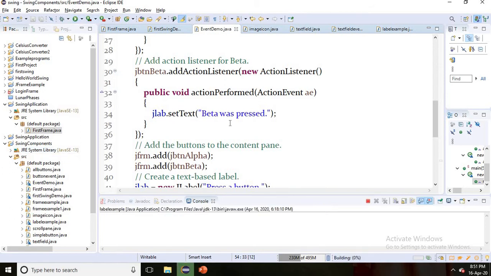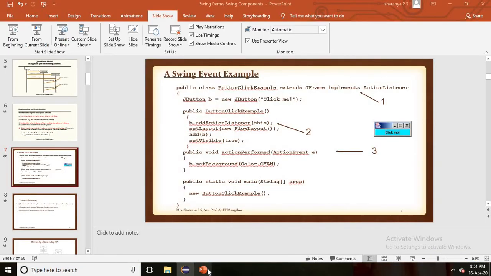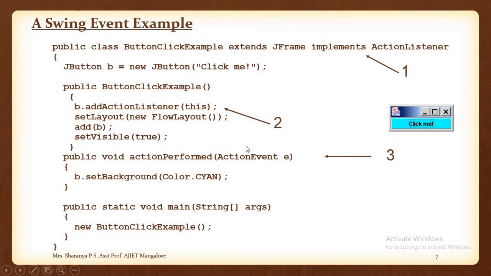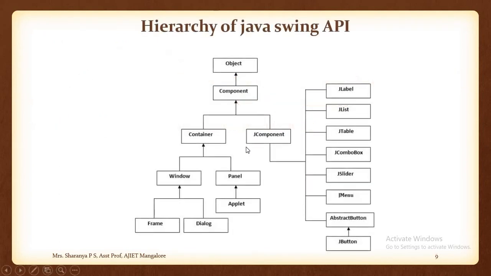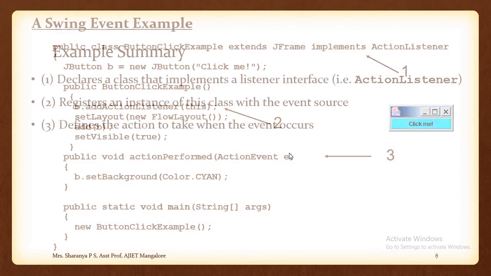Here for the button we have created the event. So the mouse click, the button click, is the event, and the action it performs is displaying the label "alpha was pressed". So this is what we see as event handling in Swing. In the previous step, these are the three steps that we need to follow.